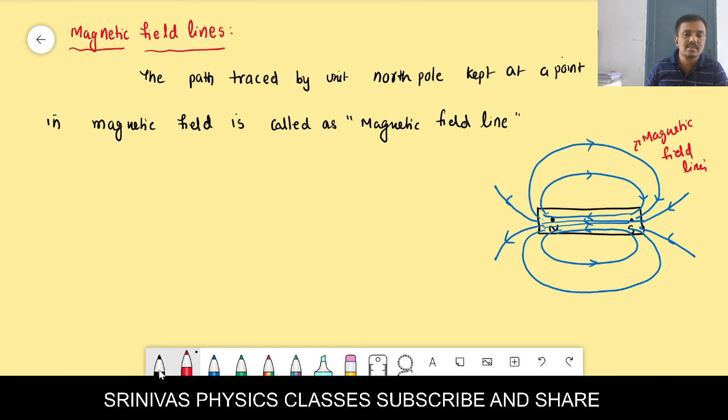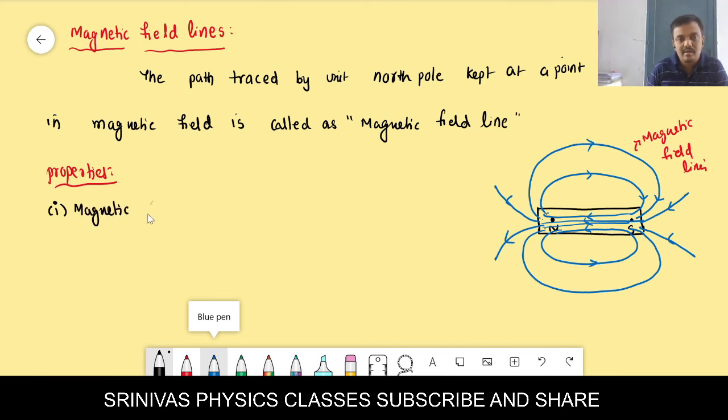Let us discuss some properties of magnetic field lines. The properties are very important. You learned them in the 10th class, but let us revise them. The first point is that magnetic field lines are closed curves.